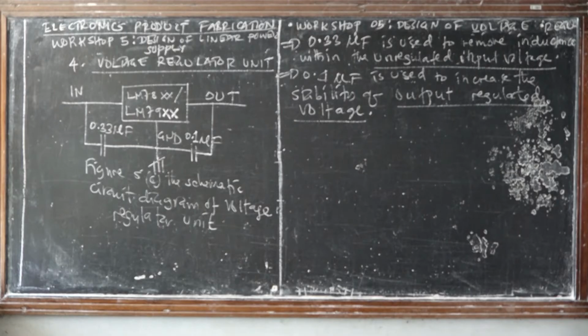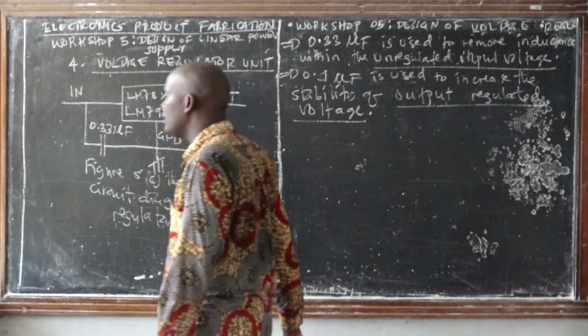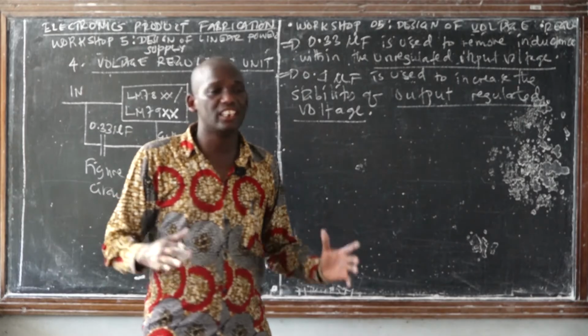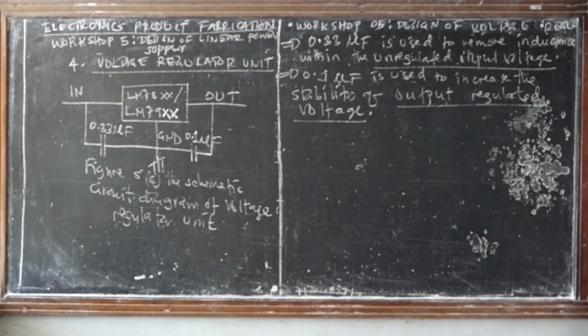Kevin, I'm answering the questions which your neighbor has asked you. The answer is this one. The capacitance of 0.33 microfarad and capacitance of 0.1 microfarad is not a part of our design. It's not a part that we have to use mathematical equations to derive. It's according to the manufacturer.